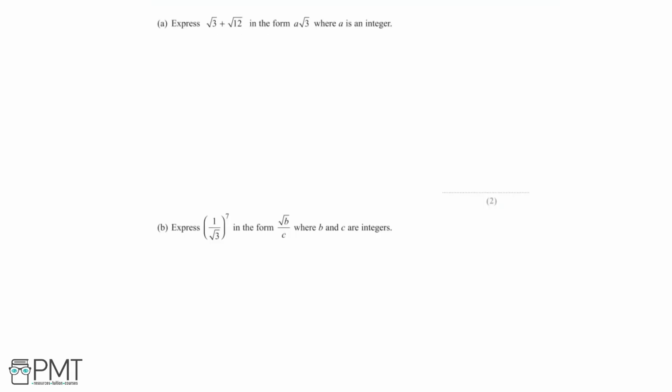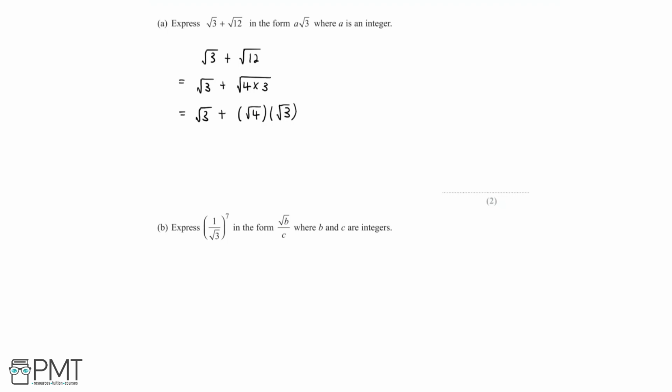In part A, we need to express root 3 plus root 12 in the form a root 3, where a is an integer. Well, since 12 can be written as 4 multiplied by 3, the square root of 12 can be written as the square root of 4 multiplied by 3. Now, using our surd laws, we can simplify this further. The square root of 4 multiplied by 3 can be written as the square root of 4 multiplied by the square root of 3. And so we end up with root 3 plus root 4 multiplied by root 3.